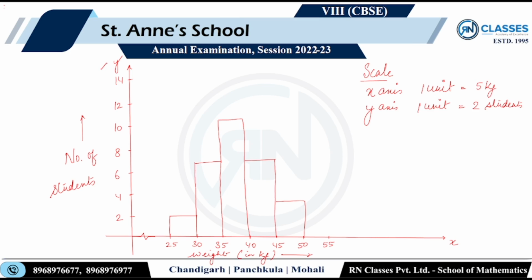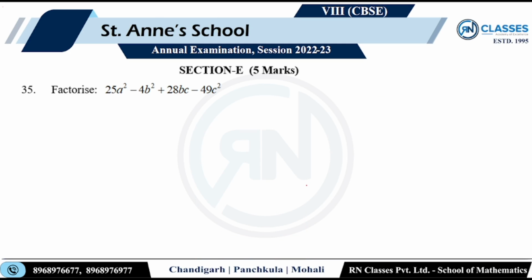And now the histogram. Number of students on the y-axis, weight on the x-axis, and I have made the scale on the x-axis and y-axis as well. And this is the histogram. Don't mind, my rectangles are a little bit crooked because it was hand drawn. Right? Next question. Section E.